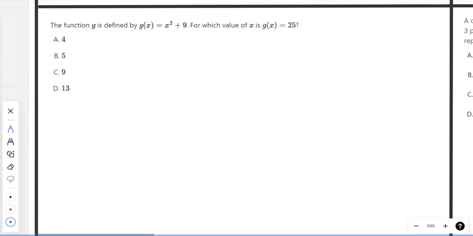So yeah, there's two values of x that would work here. If we want g of x, which is equal to x squared plus 9, to equal 25, then what we'd get is x squared equals 25 minus 9. Well, x squared equals 16 means that x could be plus or minus 4 after we take the principal root, square root of that. Of the answer choices, that would lead us to answer choice A.